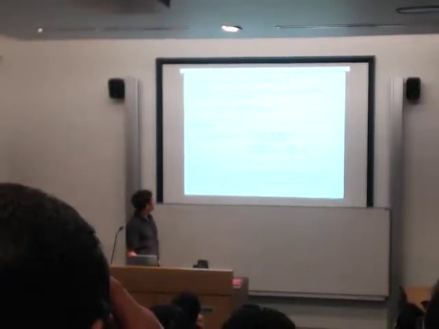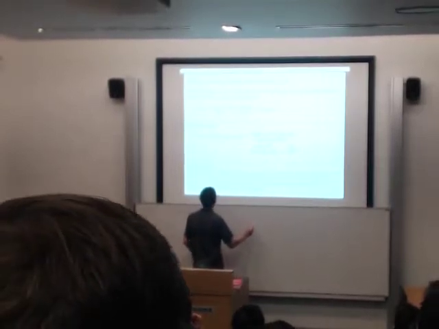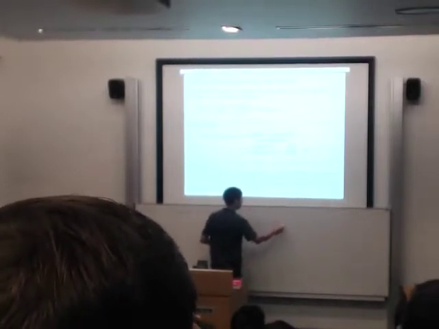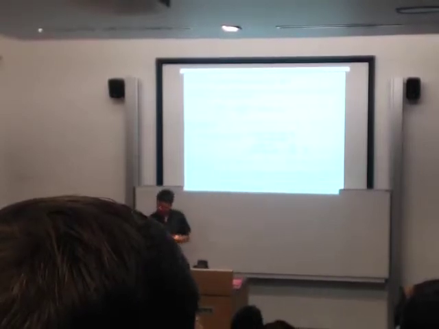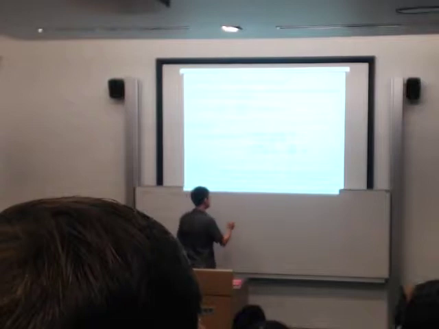So if we take this, we can write p of x comma y equals p of x given y times p of y. And if p of x comma y is equal to p of y comma x, I can also write this.